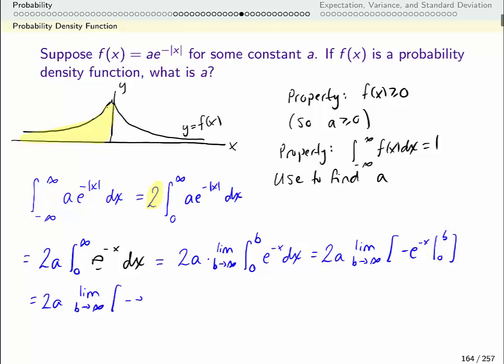So this looks like minus e to the minus b minus e to the minus 0. E to the minus 0, of course, is 1. E to the negative b, well, we've actually already sketched that function. Here's e to the negative x, and I can see that as x gets real big, this function gets really small. So I have a negative exponent, that means I'm dividing by something. So this limit here goes to 0.